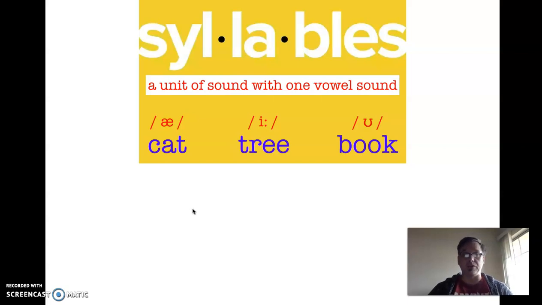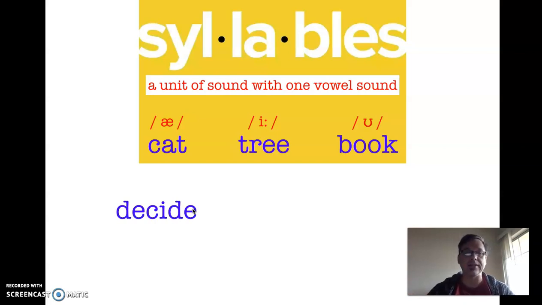And a lot of times when we do syllables, we like to do different things to figure out what they are. To clap, to pound, to snap, right? So cat, tree, book, one syllable. Let's look at a couple other examples.